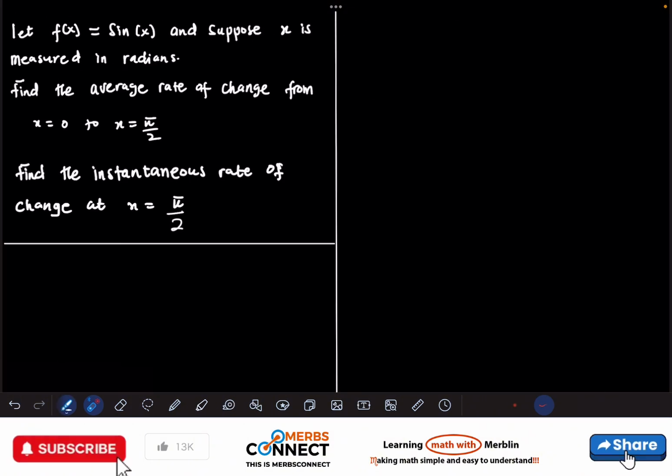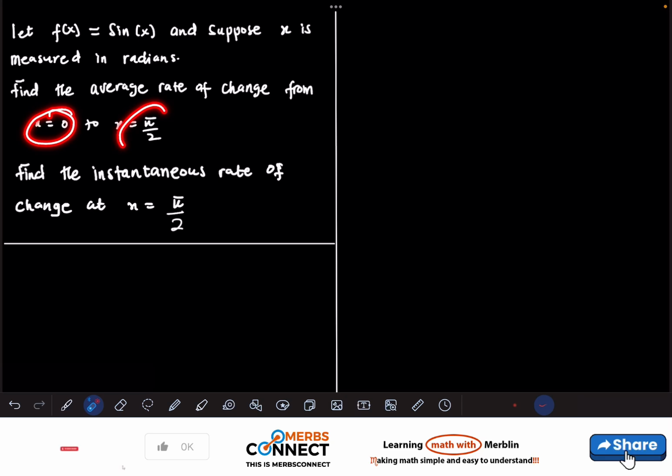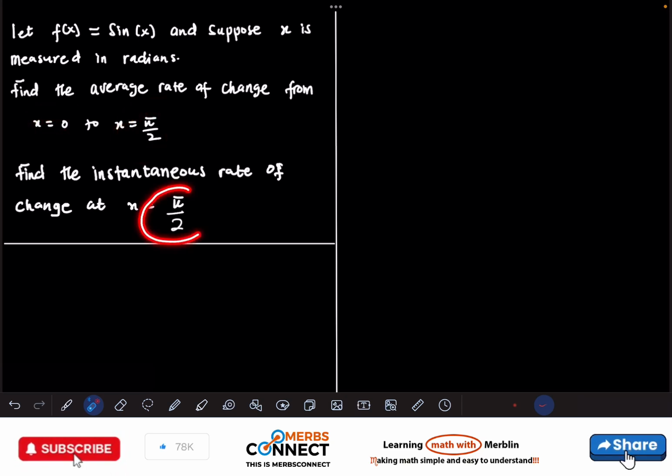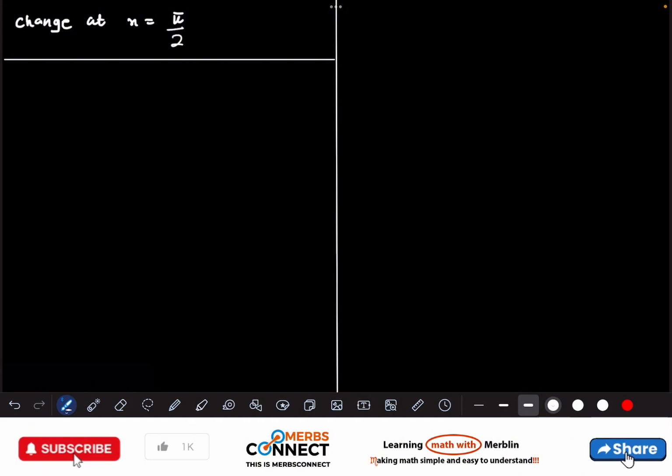Now let's look at this one. Here we want to look at a function which is in terms of x and sine. We are saying that x is in radians, and we want to find the average rate of change from 0 to pi on 2. Then we look at the instantaneous rate of change at pi on 2. So same idea, write down the formula, right?